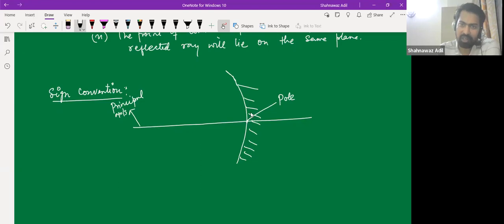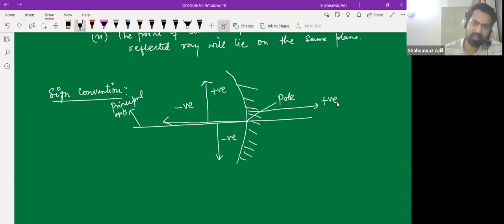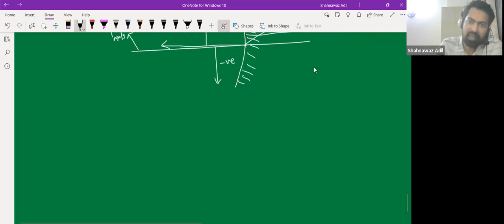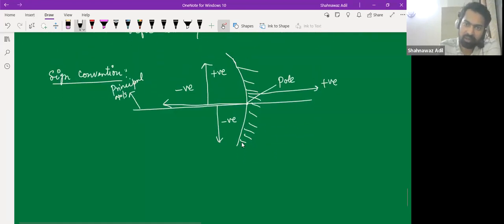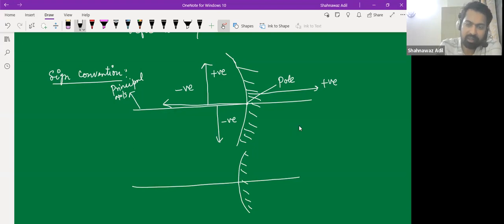Whenever we measure distances above this principal line, we take that as positive. Whenever we measure distances below this principal line, that is negative. Distances to the left of the pole are negative, and distances to the right of the pole are positive. So this is the sign convention, right? All of you guys? Yes, sir. Okay. And then there are two kinds of spherical mirrors. This is a concave one, and there is this convex mirror also, right? This is the other.